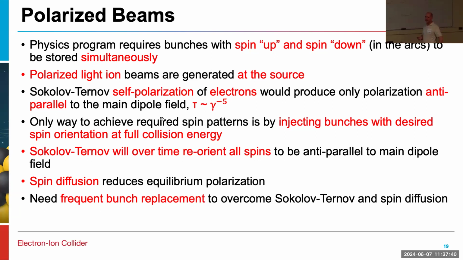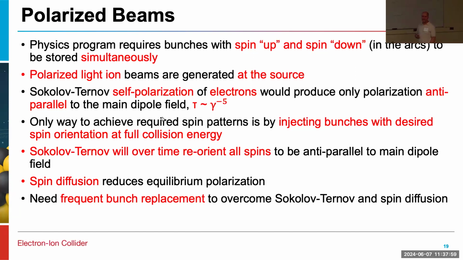Polarized light ions we can generate at the source, and we have to generate them at the source. There's no way to polarize them once they leave the source. There's no mechanism that polarizes light ions on their way when they are stored in a machine or accelerated.